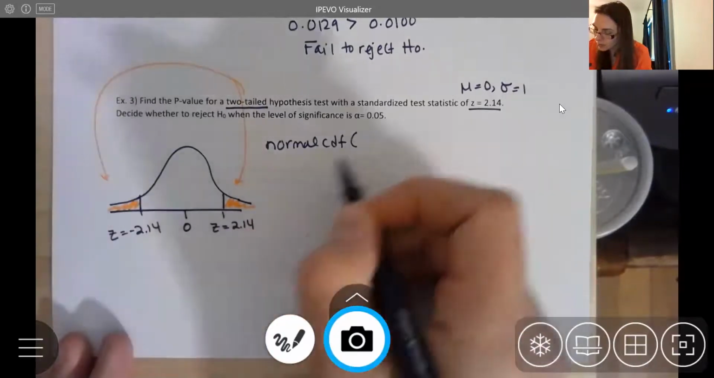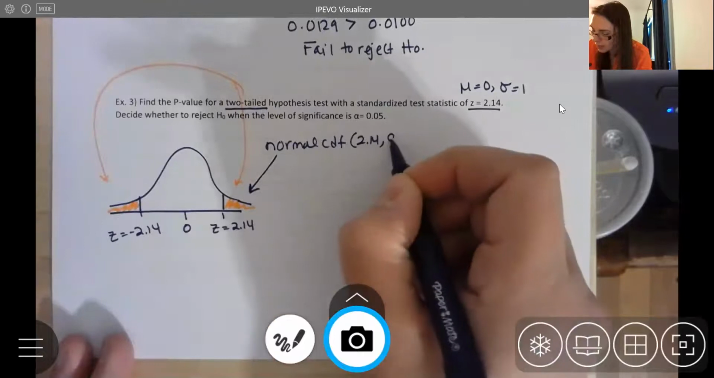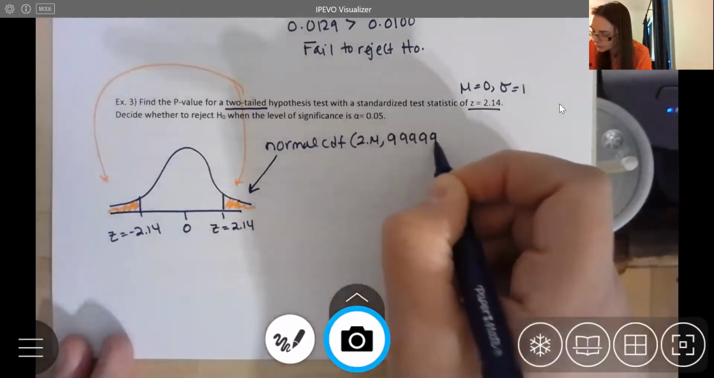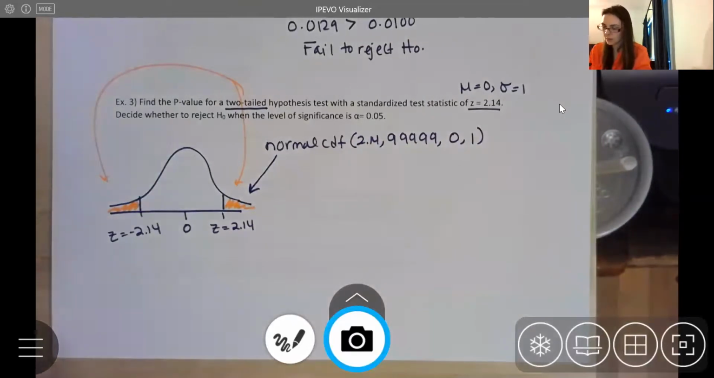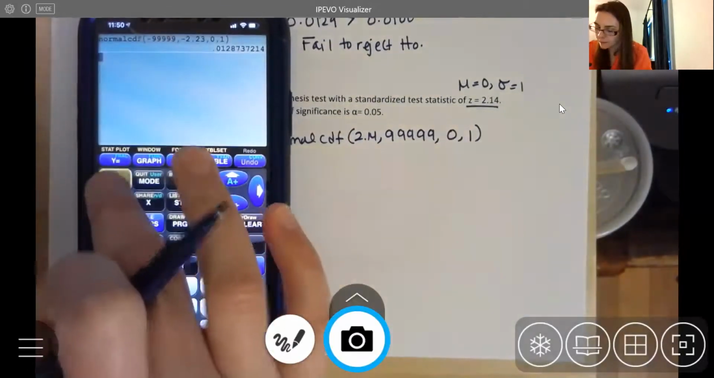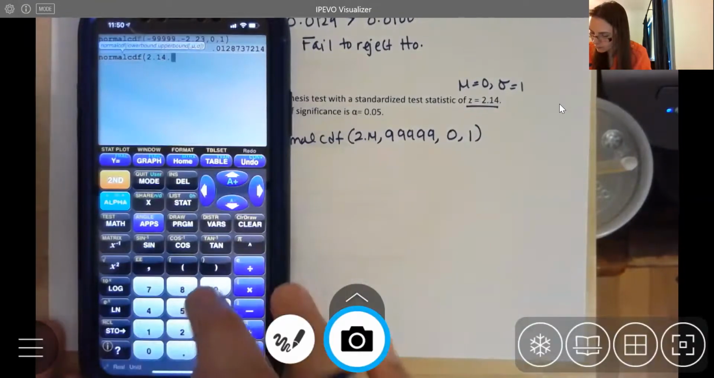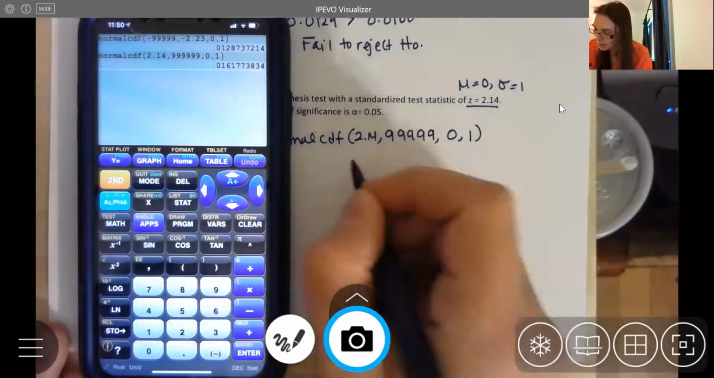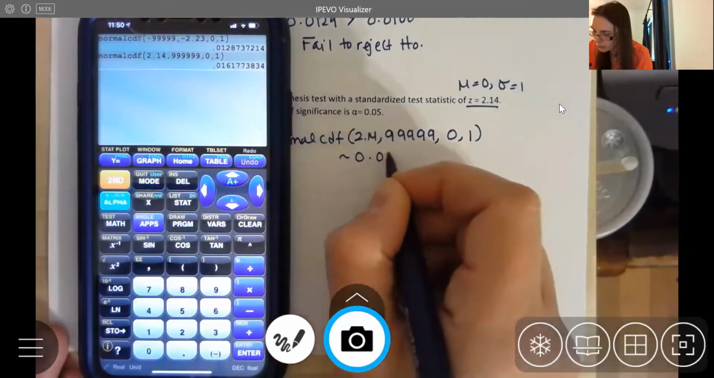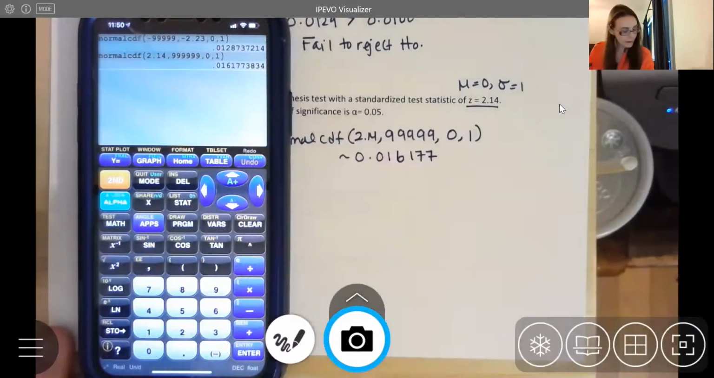How about that? We start at 2.14. We go up to positive infinity here. My mean is 0. My standard deviation is 1. And I get about 0.016177. I'm going to stop there.